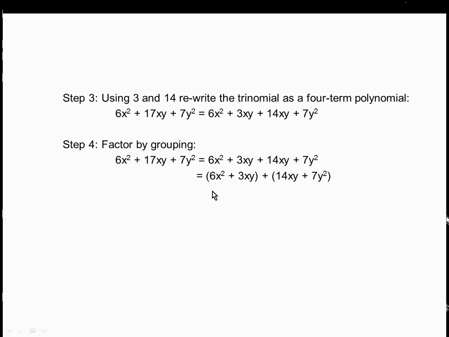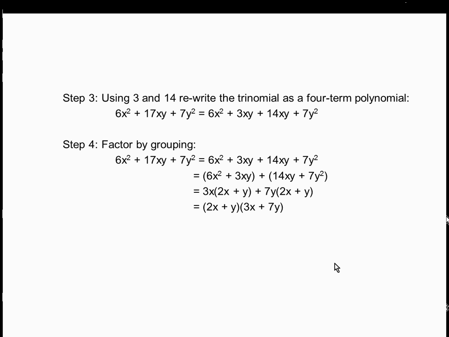If I factor out 3x from the first two, I'm left with 2x plus y. If I factor out 7y from the last two, I'm left with 2x plus y. They now have 2x plus y in common. So I have 2x plus y times 3x plus 7y. Or you could write 3x plus 7y times 2x plus y. Now, because students have done it in the past, please don't suddenly write it with y first. It's alphabetical order. So the factorization is 2x plus y times 3x plus 7y.